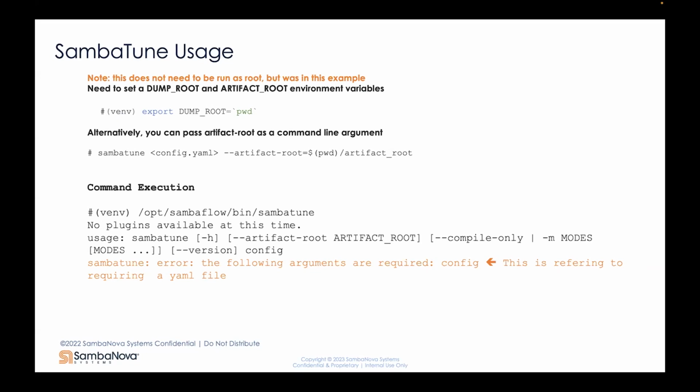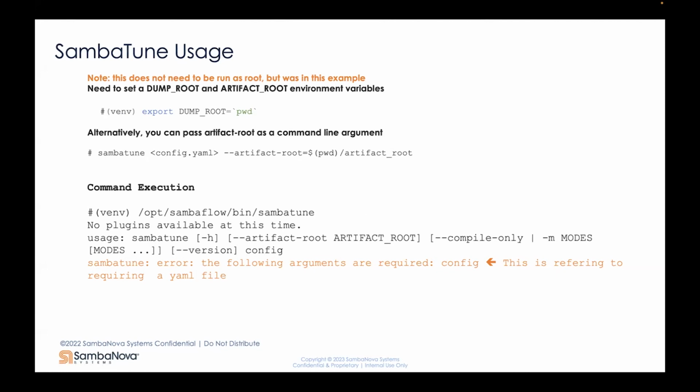So you run SambaTune and pass your artifact root, and you'll notice here that I just hit the help option so I could get this error message on purpose. The main thing that SambaTune requires is a YAML file. The YAML file will basically tell it: this is the application that I'm running, these are the parameters that I'm going to pass in, and these are the various options that I'm going to utilize. So let's look at some samples of these YAML files.